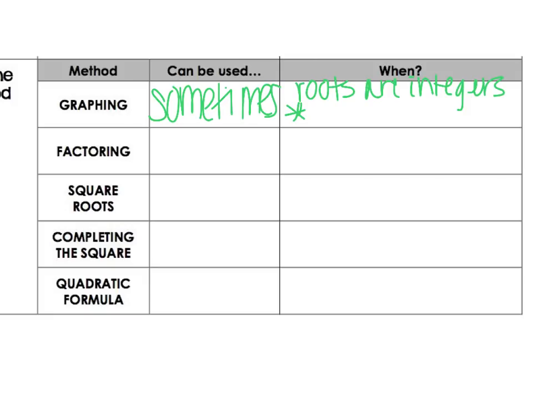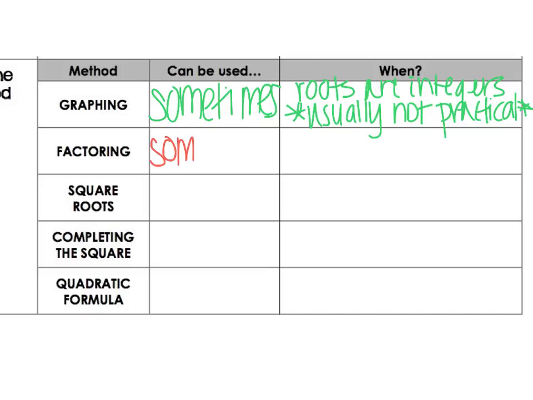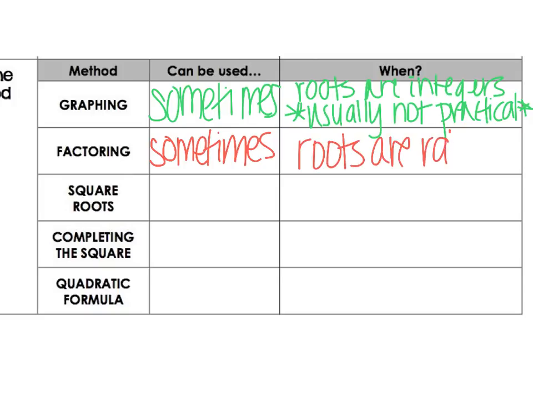However, solving by graphing is usually not practical, all right? So not usually the best method, but it can work. Then solving by factoring. We can do this sometimes, not always, because we can't always factor a quadratic equation. And this is best when roots are rational. So if we were to find the discriminant and we knew the roots were rational, factoring would be the best method.